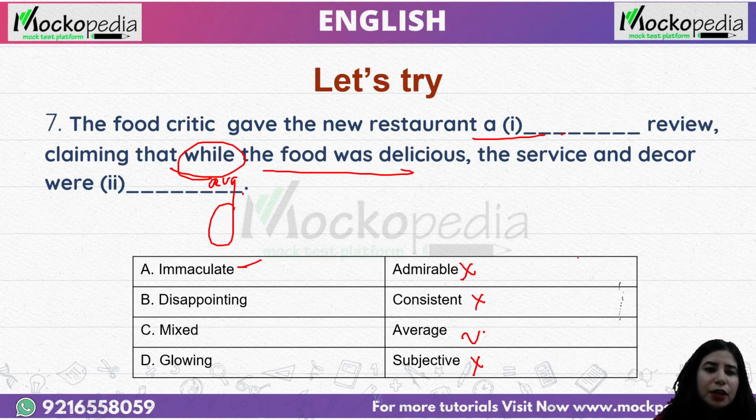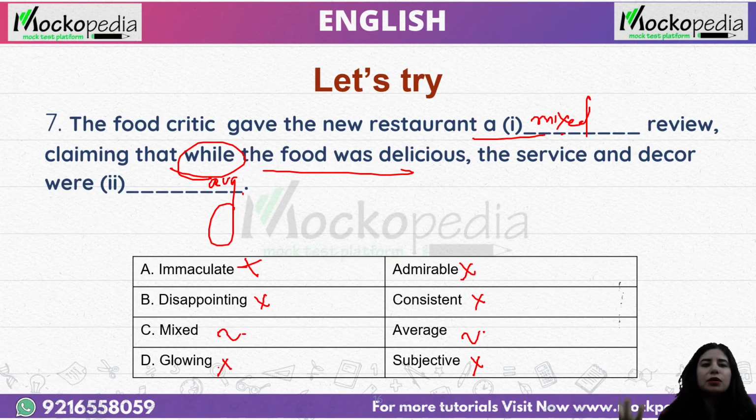Subjective is also not appropriate. So if one thing is good, one thing is bad, what would be the review? Mixed review, right? So immaculate is something which is absolutely proper without any problem, so this goes out because service and decor were average. Disappointing, of course, would not be that extreme because food was good. Mixed, we have already reached this particular answer.